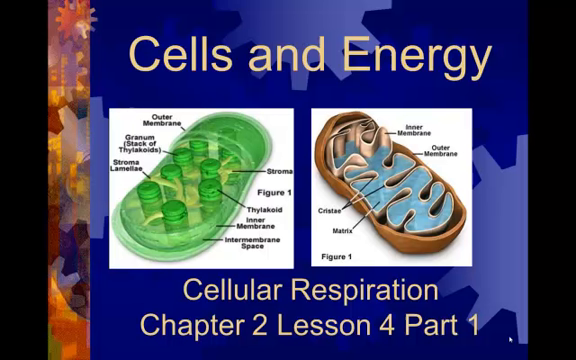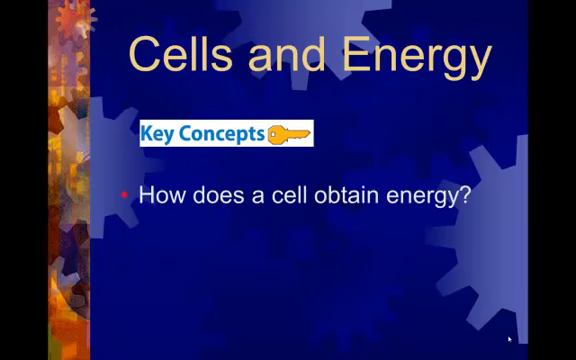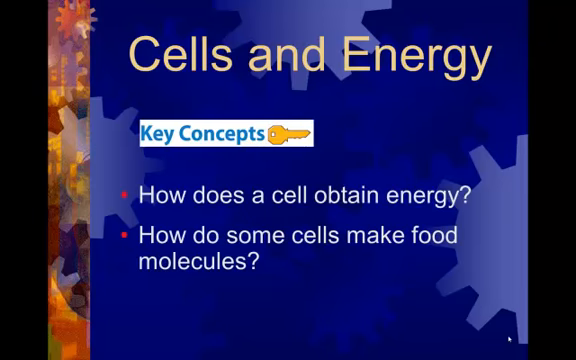This one is concerned with cellular respiration, which takes place in the mitochondria on the right. The key concepts for this first part are: how does a cell obtain energy? And how do some cells make food molecules? That will be in part 2 because that's the photosynthesis part.